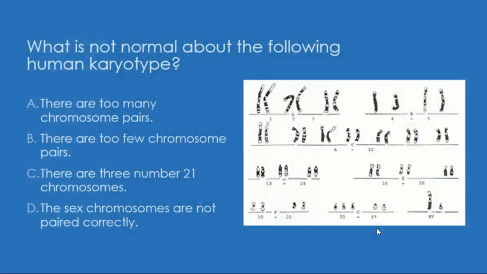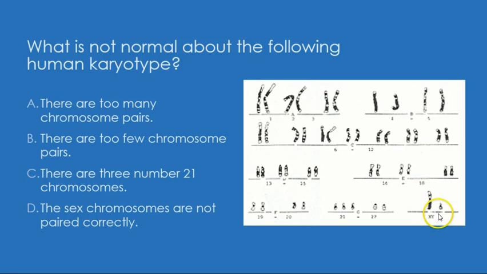Which brings us to your first question. What is not normal about this human karyotype? There are too many chromosome pairs. That could be a problem. There are too few chromosome pairs. Also a problem. There are 3 number 21 chromosomes, a problem. The sex chromosomes are not paired correctly, also a problem.